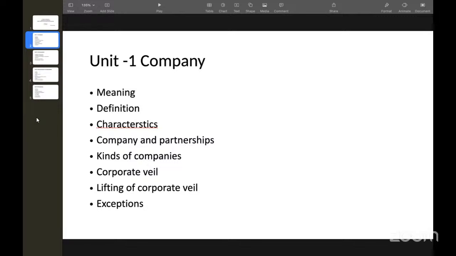Then we had exceptions. Exceptions when the corporate veil is lifted. So there were five. First is statutory provisions. Next is fraudulent and improper conduct. Group enterprises. Enemy character. Avoidance of welfare laws. So this was the overview of the first unit, that is company.